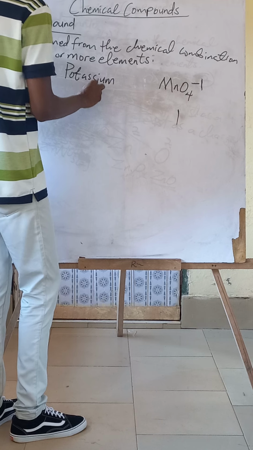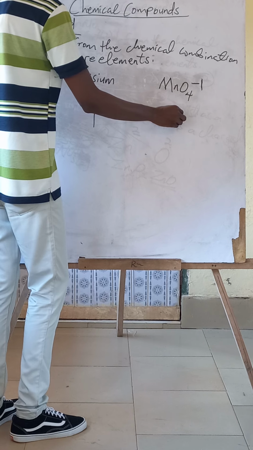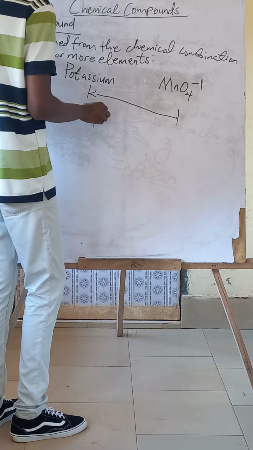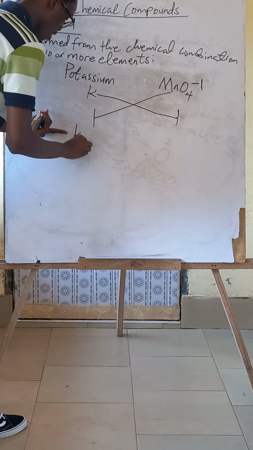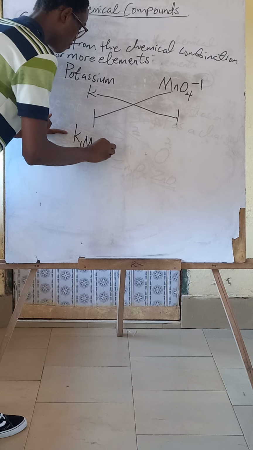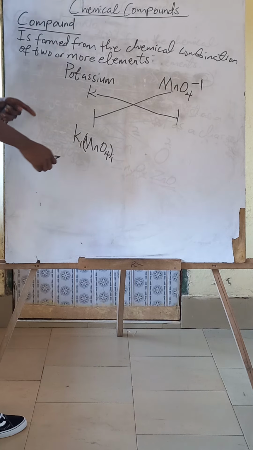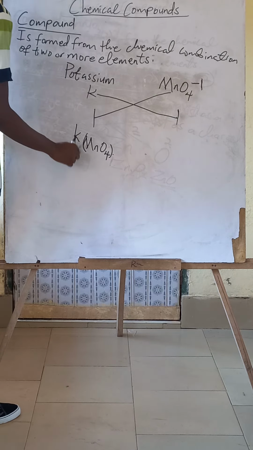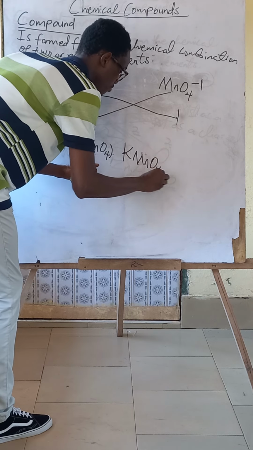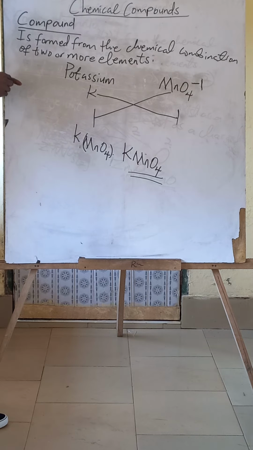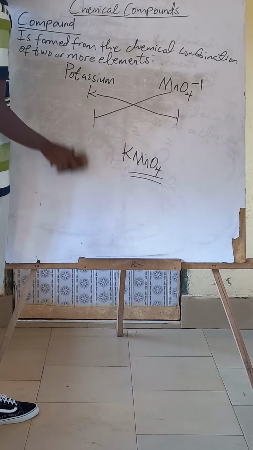And the valency of potassium is also 1. So you give the valency of tetroxomanganate ion to potassium, and you give that of potassium to tetroxomanganate ion. So you are going to get K1 MnO4 1. But because it is 1, you just ignore the 1. And you get KMnO4. Potassium tetroxomanganate 7. That is the name. You will get to know as you follow us in another tutorial.